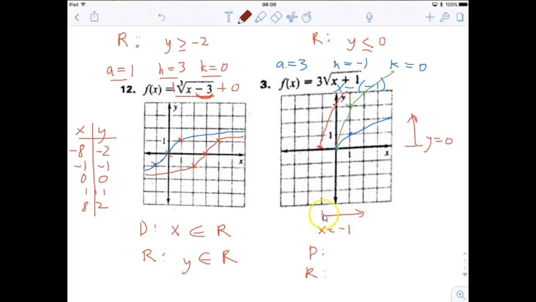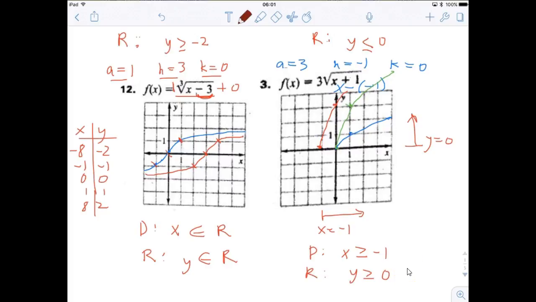So first thing I did was I defined that the x values go from x equals -1 to the right, and the y values go from y equals 0 and up. And now I'm just going to make that into inequalities, and I'm going to write them down here. So go ahead and pause and do that. And there's my answer right there.